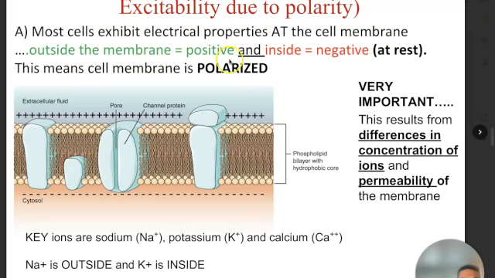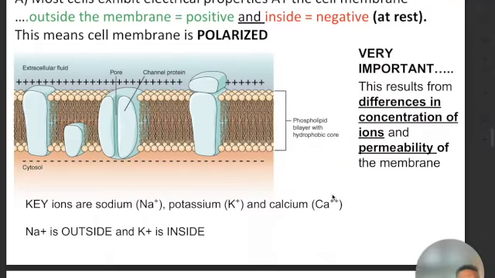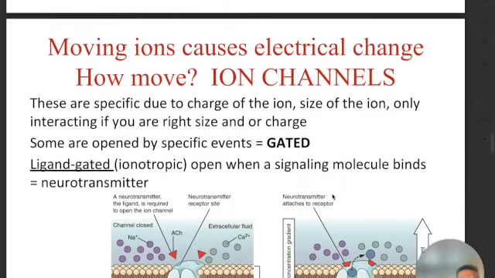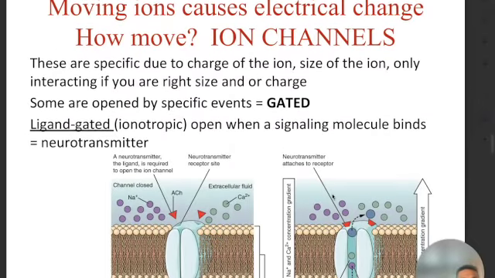Outside the cell membrane is positive. You can see the positive, and inside is more negative. This means the cell membrane is polarized. Very important, this results from the difference in concentration of ions and permeability of the membrane. So what's going to happen? Moving ions cause electrical changes.